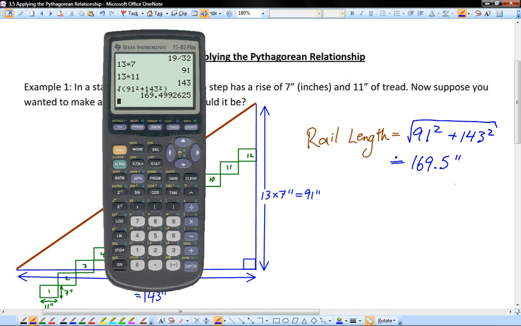Now, if I divide that by 12, this will tell me how many feet I have. Okay, so there's 14 feet, right?